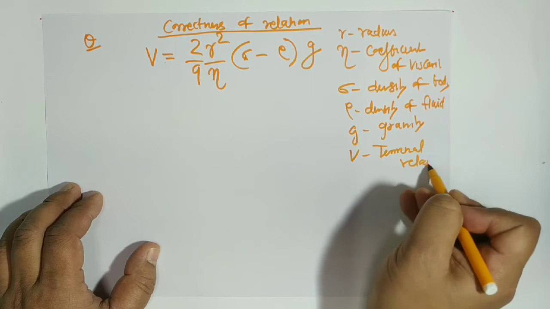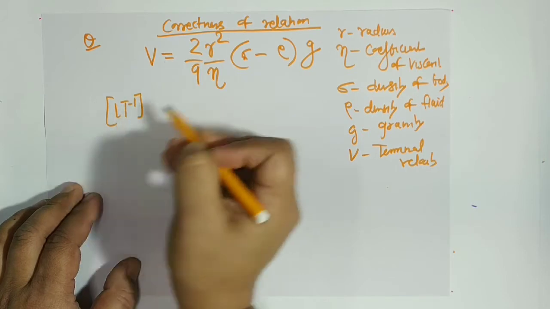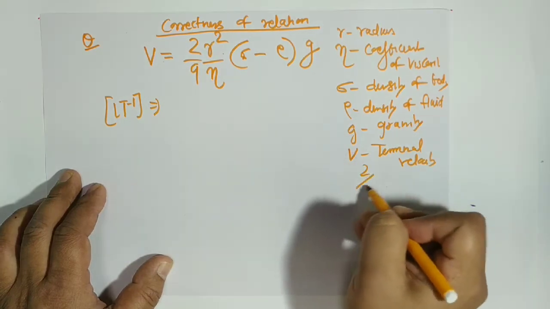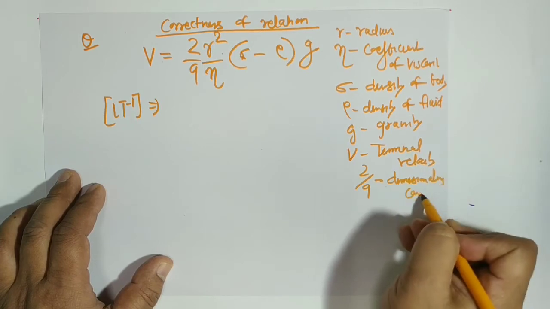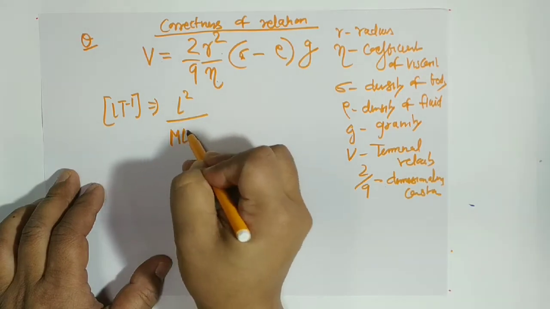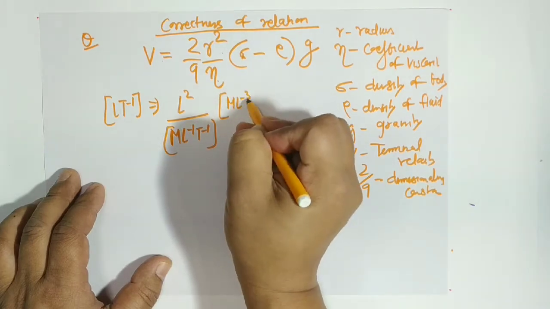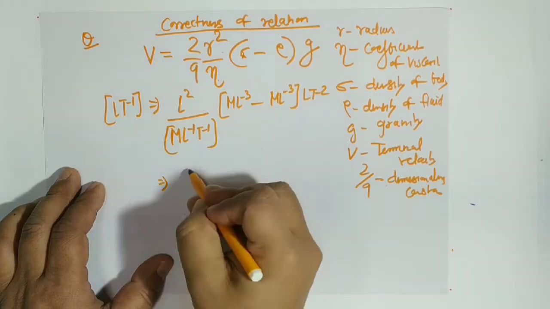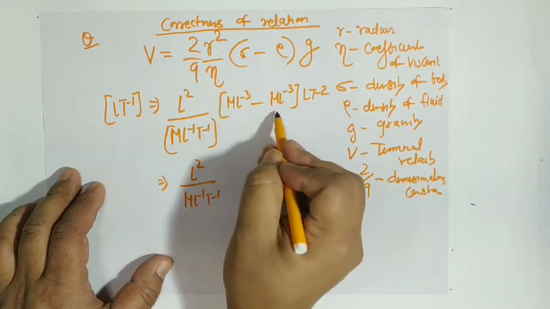So very simple. Some of you may have this doubt, but velocity is LT minus 1. Now we are going to follow this one. What is R? 2 by 9 will not be taken. 2 by 9 is a dimensionless constant. Already it has been explained. So R square is L square. What is eta? ML minus 1 T minus 1. What is sigma? ML minus 3. What is rho? ML minus 3. G is LT minus 2. So follow it. L square, ML minus 1 T minus 1. Now this will follow the homogeneity.